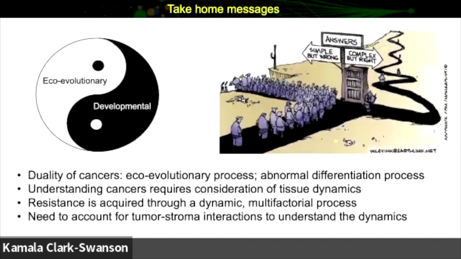We're seeing that resistance is acquired through a dynamic and multifactorial process. So if you try to reduce it to a pre-existing resistance, maybe there are cases where it worked, but there's also a danger of misunderstanding or jumping into clinical trials based on wrong assumptions and ending up hurting the patients. And the last point, we need to account for the tumor-stroma interactions to make sense of the evolutionary dynamics triggered by the tumor's response to therapies.